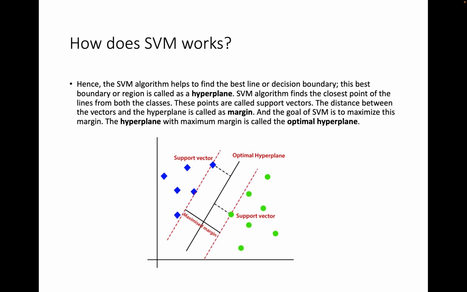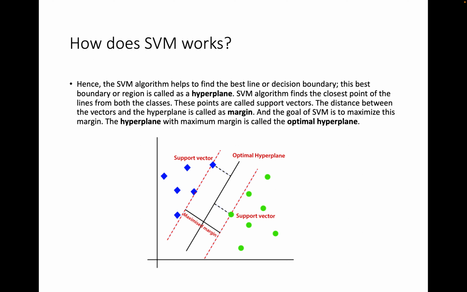ठीक है, SVM algorithm का काम क्या है? To find the best line or the decision line or the optimal hyperplane. The best boundary or region is called as hyperplane. ठीक है, वो लाइंस में से बेस्ट लाइन, डिसीजन बाउंड्री, सब में से सबसे बेस्ट वाले को हाइपरप्लेन बोलते हैं. SVM algorithm finds the closest point of the lines from both the classes.